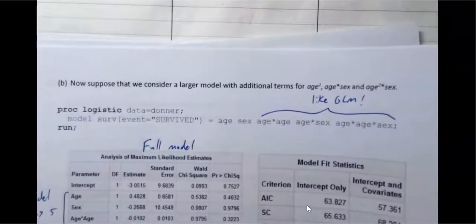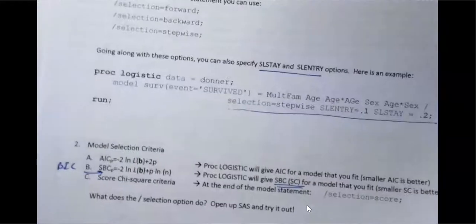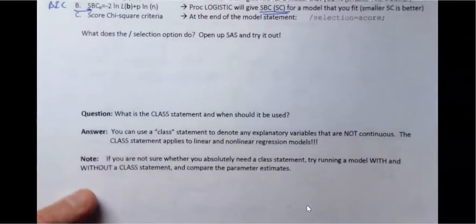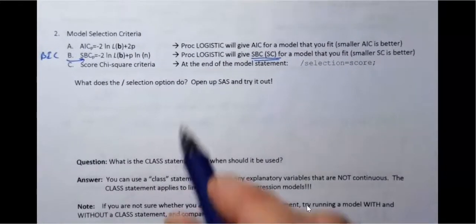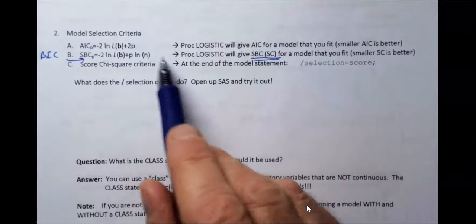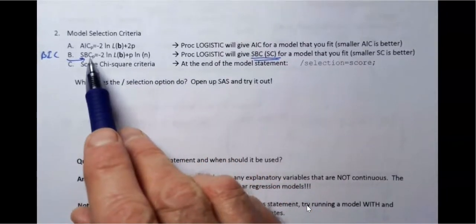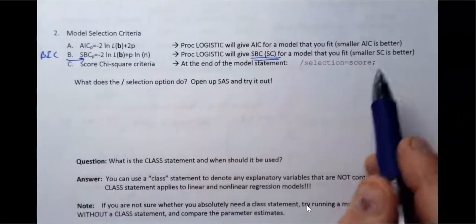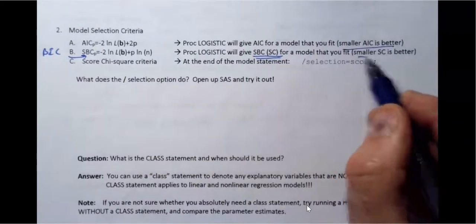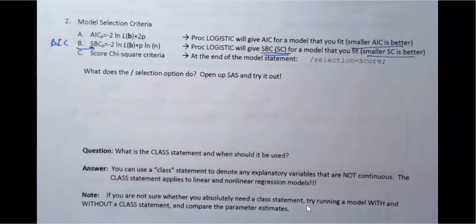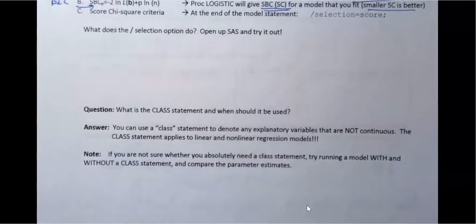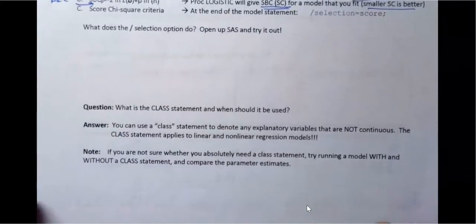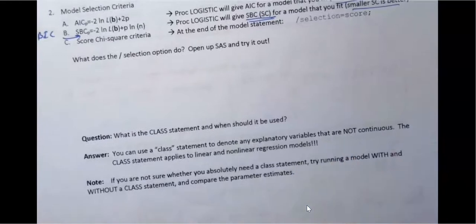So you can use AIC and BIC as well to select models. There's nothing like an all possible regressions approach in logistic regression, so you really have to fit one model at a time and simply compare the AIC and the BIC, and the smaller value of either of these is better. And you can try out the selection option in SAS to see what that will do for you. And that's actually the end of these notes. So excellent.